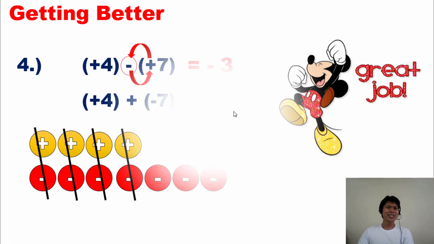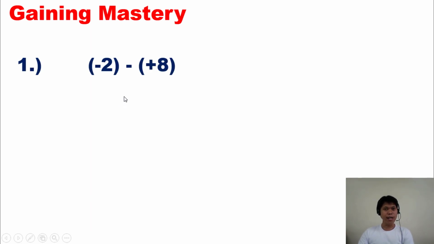Okay. So this time we are going to master the skill. Once again, I will give you a few seconds to answer it, and if you need more time, you can pause the video. Number 1: negative 2 minus positive 8. Go. Okay, so since it is subtraction, then we interchange them.